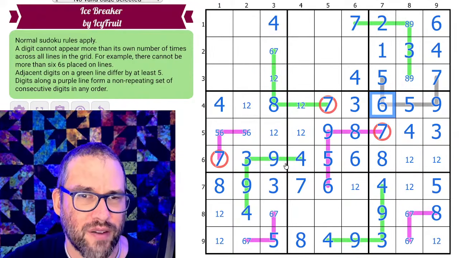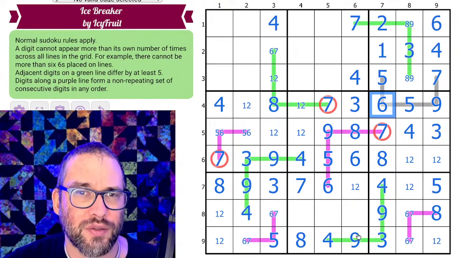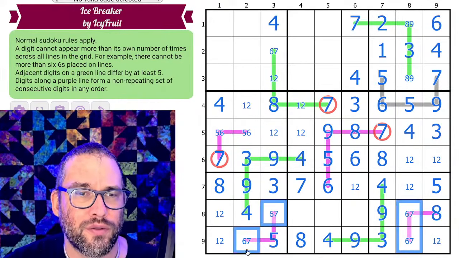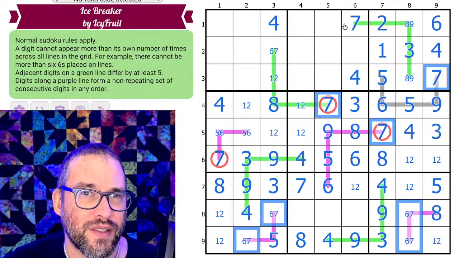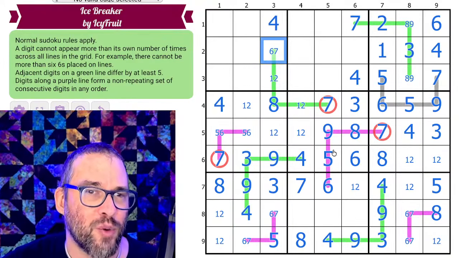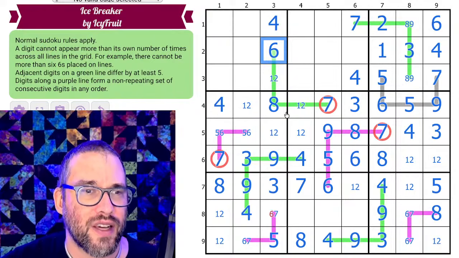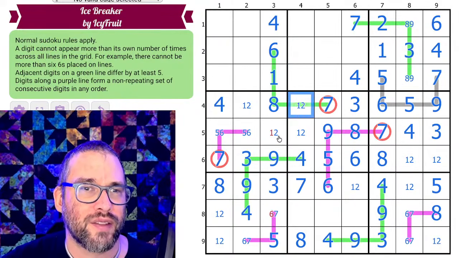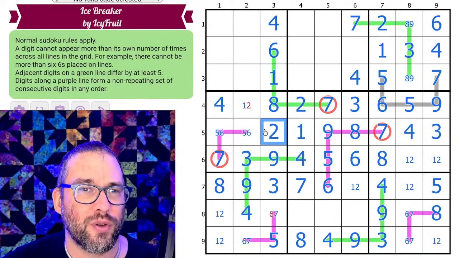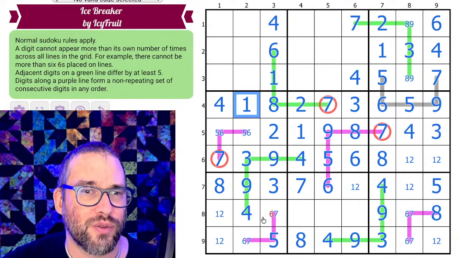We might have to count 7s on lines. So we've got 1, 2, 3, 4, 5, 6, 7. We can't have any more 7s on lines. So that's 6 with a 1. And that's the only 1 we get. So that's a 2, and that's going to solve our 1, 2s.